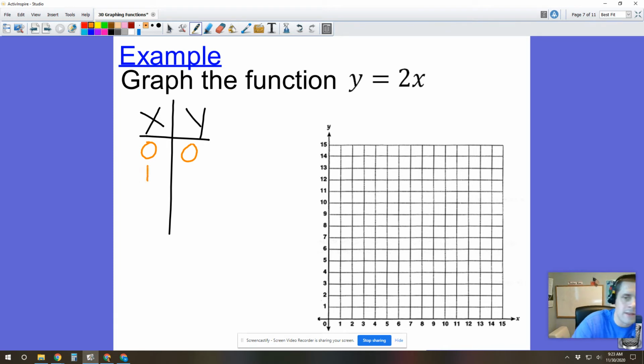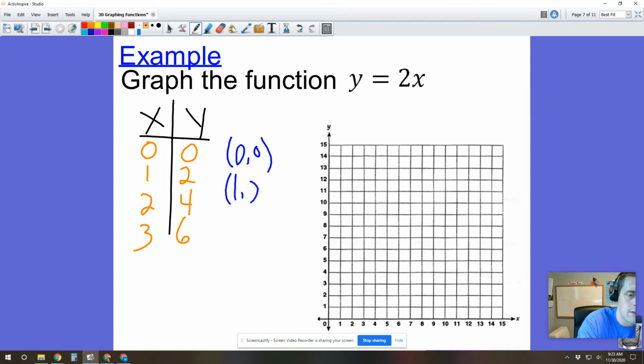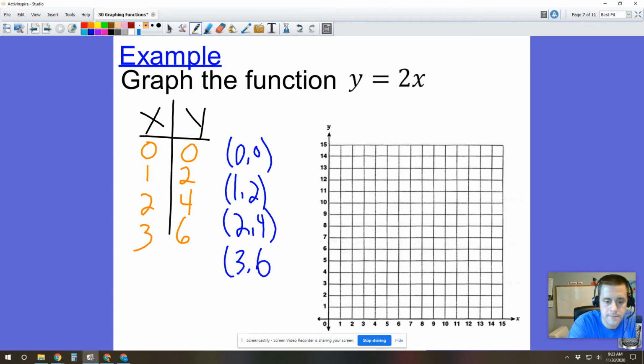Next, I'm going to choose a 1. That's easy to work with. 2 times 1 is 2. Plugging in a 2 next, 2 times 2 is a y value of 4. And then finally, I'm going to choose a 3. Plugging a 3 into x, 2 times 3 is 6. So I've created the ordered pairs 0, 0, 1, 2, 2, 4, and 3, 6.